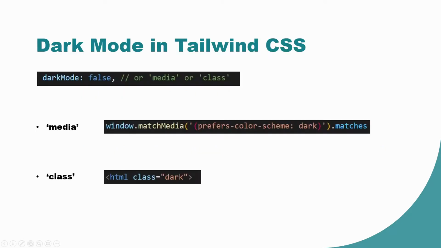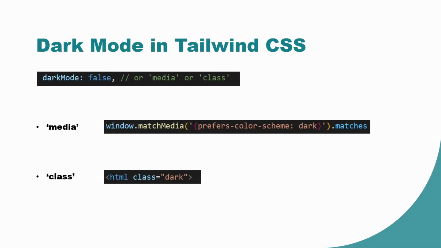At the time of this recording, I'm using Tailwind CSS version 2, which comes with support for dark mode. If you go to your Tailwind config, you can see that the dark mode is turned off by default. But in the comment, you can see there are two strategies you can use to enable the dark mode. One is the media strategy and one is the class strategy.